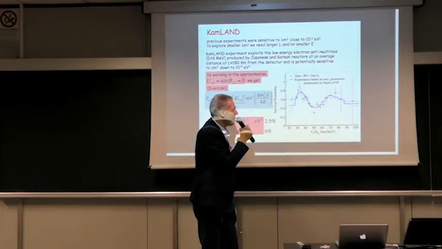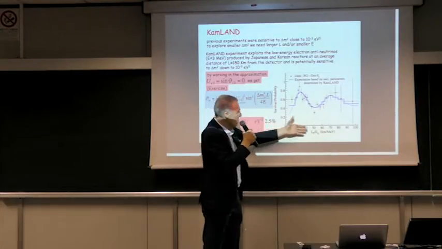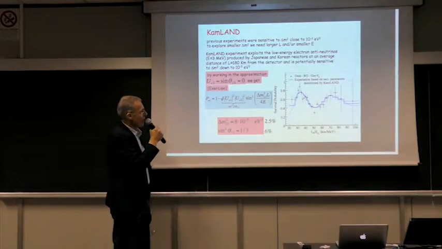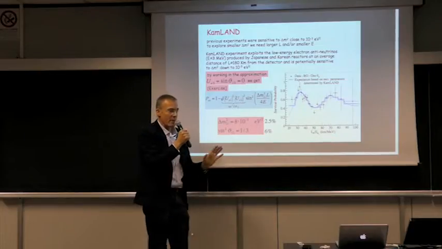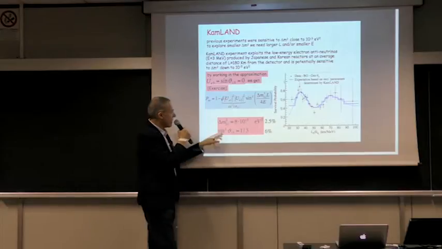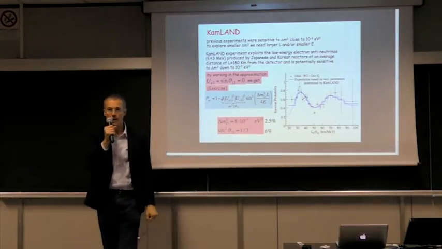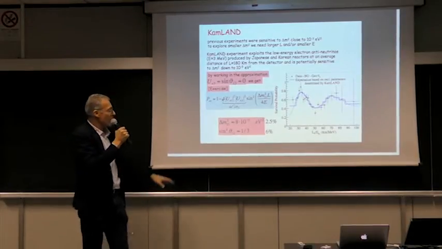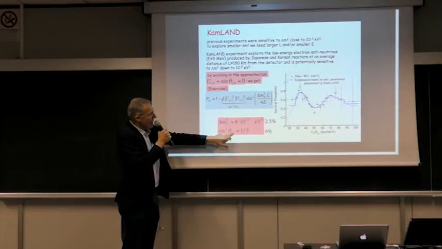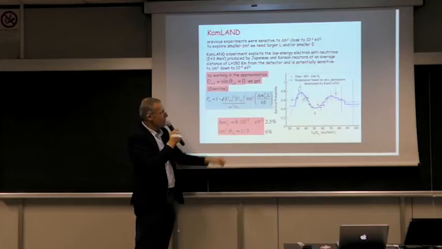And this is the beautiful result of these experiments. Dots, again, are the experimental points. The survival probability as a function of L over E, from which you can really find, also with paper and pen, from the position of this second dip, the value of delta m square, which turns out to be close to 10 to the minus 4 electron volt square, a little bit less than that. And also theta 12 is not maximal, but is a large angle. Sine square of theta 12 is equal to 1/3.